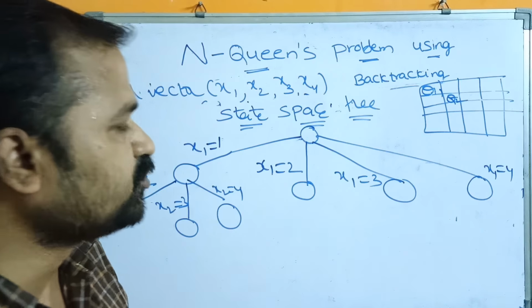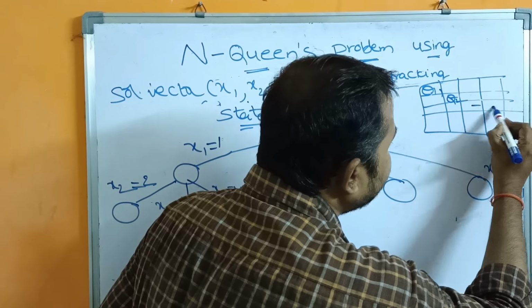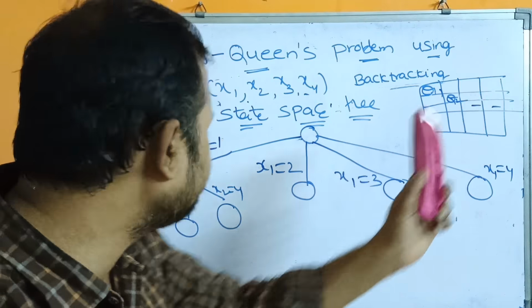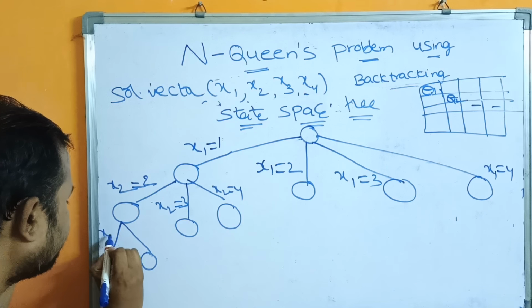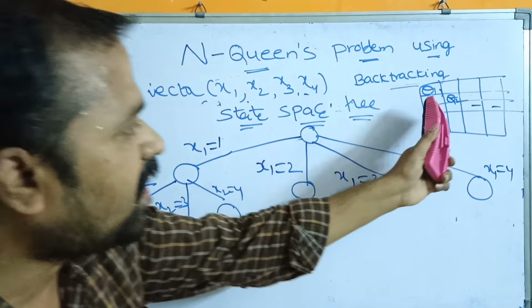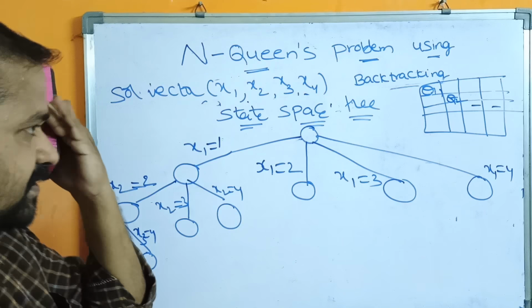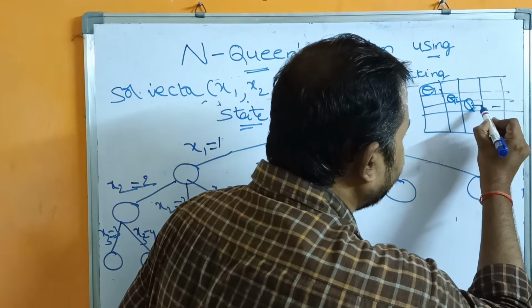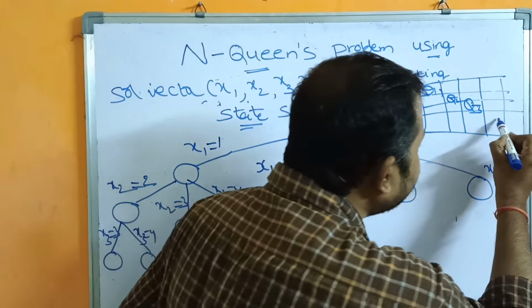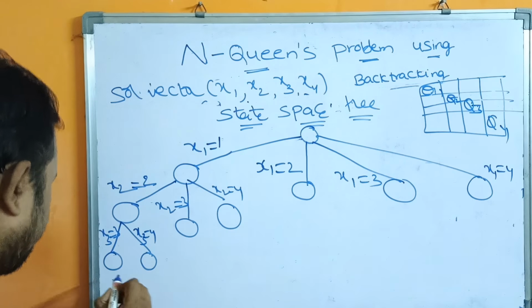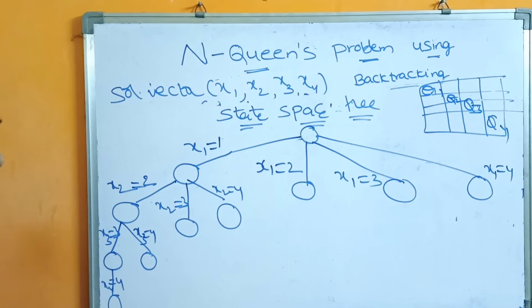Next, where can we place q3? We can't place in this position, so we can place in these two positions. So x3 means it may be either third row third cell, or third row fourth cell. Let us assume that q3 is placed here. Next, where can we place q4? Q4 can be placed in this position. So what is x4 here? X4 means 1.